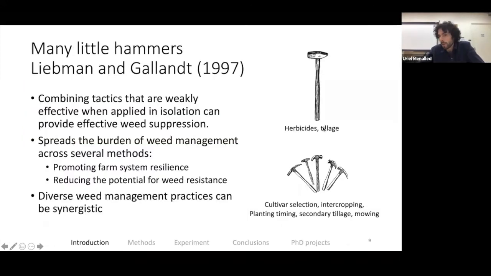And so in response to a lot of the problems with conventional weed management, 2 agroecologists, Matt Liebman and Eric Gallandt, proposed the many little hammers paradigm of weed control. And the idea behind this approach is to combine tactics which are weakly effective when applied in isolation, but can provide effective weed suppression. And by spreading the burden of weed management across several methods, a farmer can promote farm system resilience because their weed management program isn't contingent upon the success of one big hammer of weed control, like tillage or herbicides.